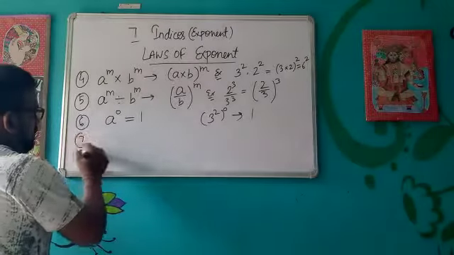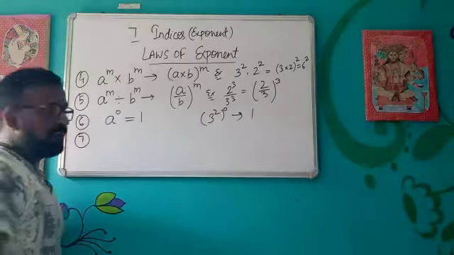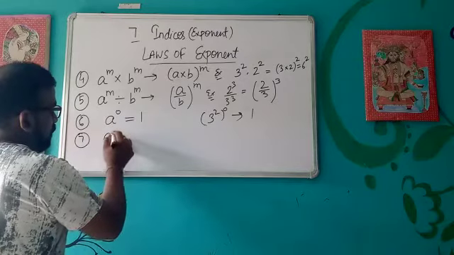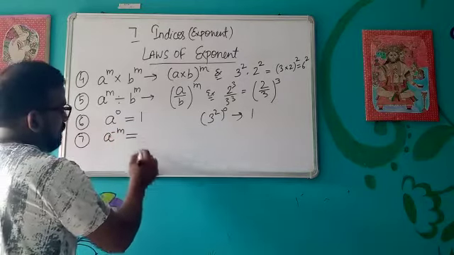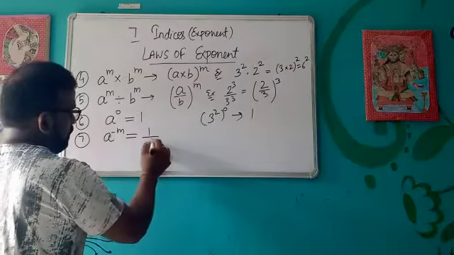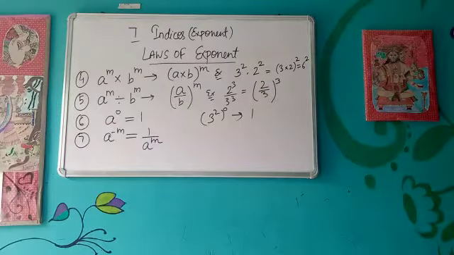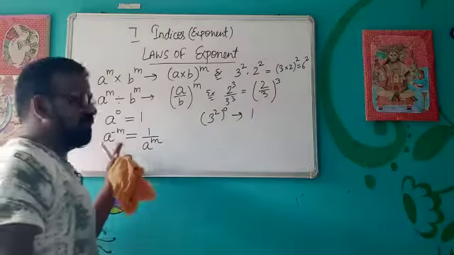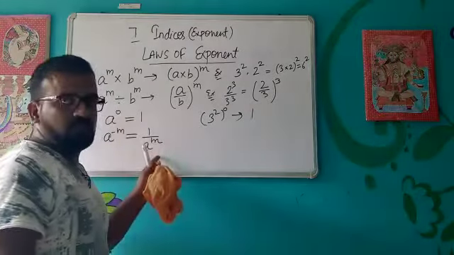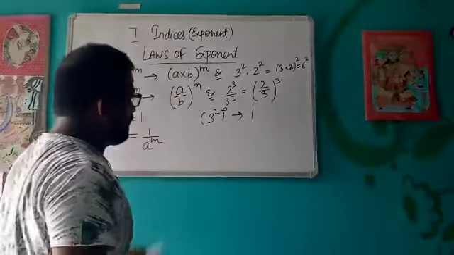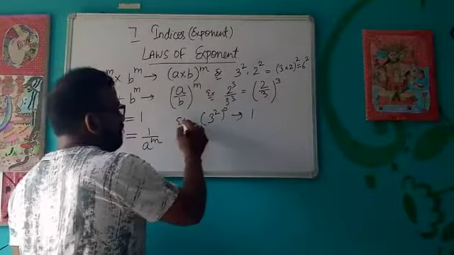Then how to remove the negative exponent? Suppose it is written a to the power minus m. I can write it as 1 upon a to the power m. So in order to remove the negative exponent, you simply take the reciprocal of the number, and your exponent will become positive.